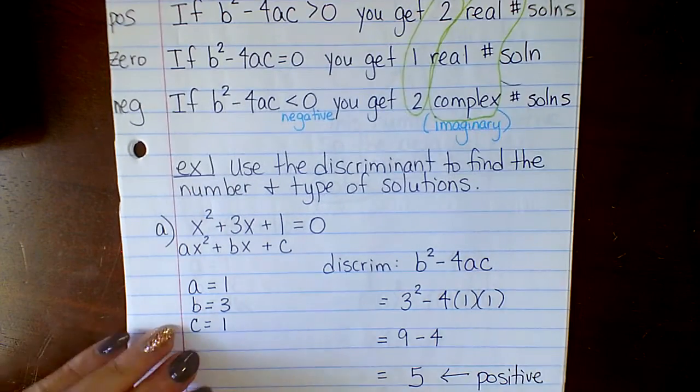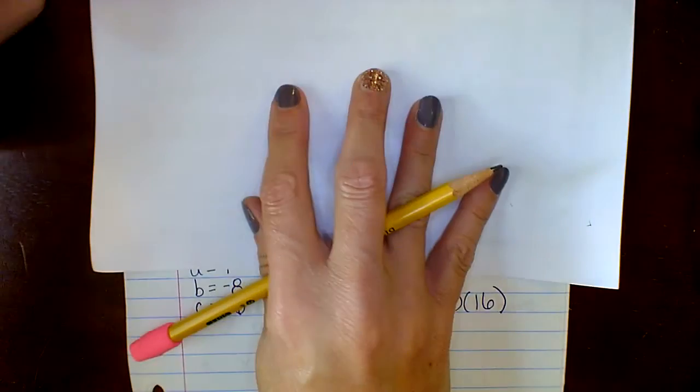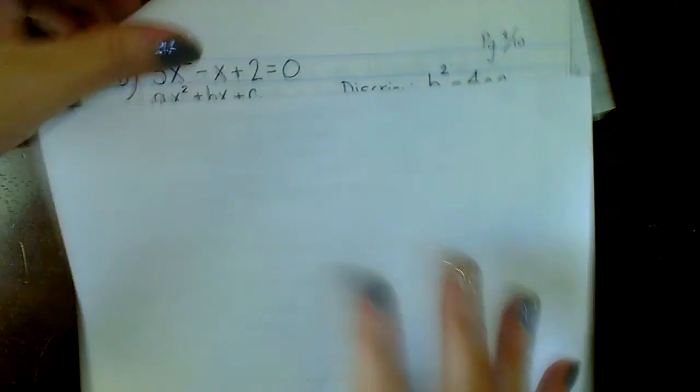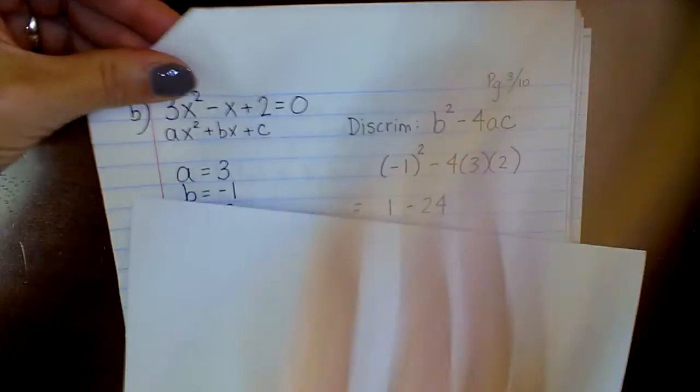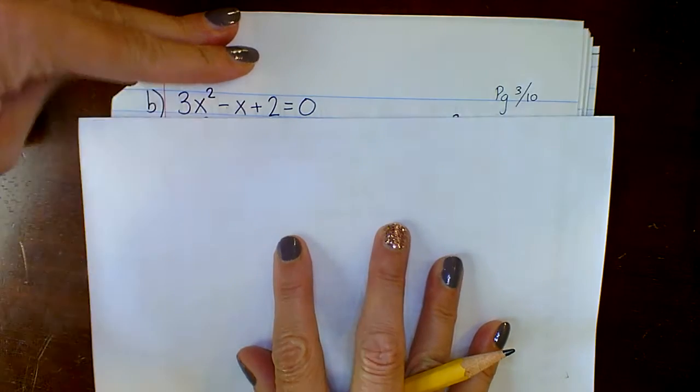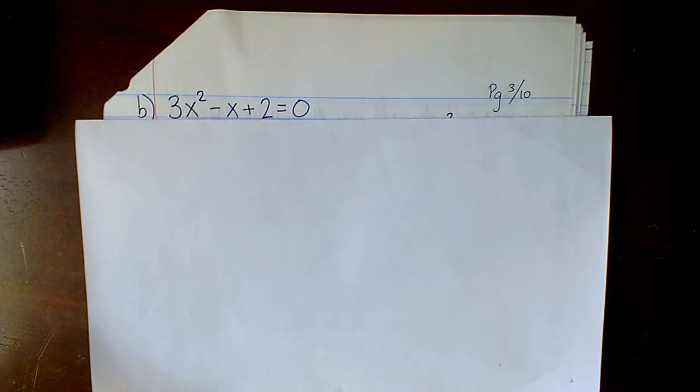Let's look at another one here. With this one, pause the video, write out what A, B, and C are, find the discriminant number, and then compare it with the stuff from the previous page. So pause the video and do that.